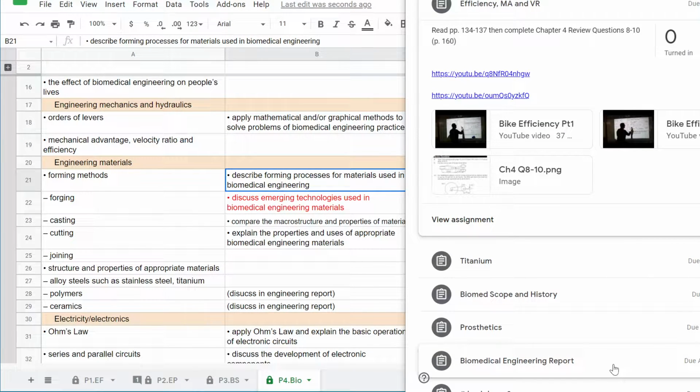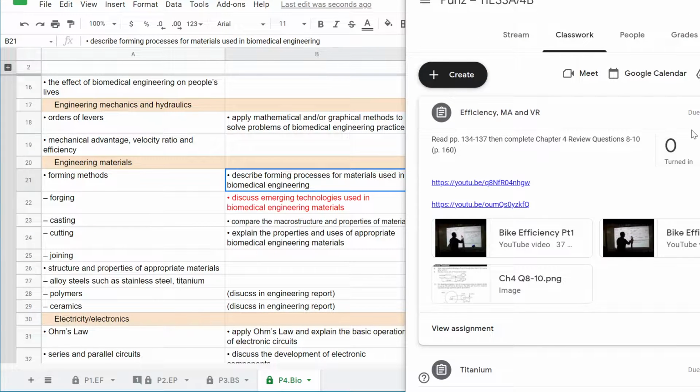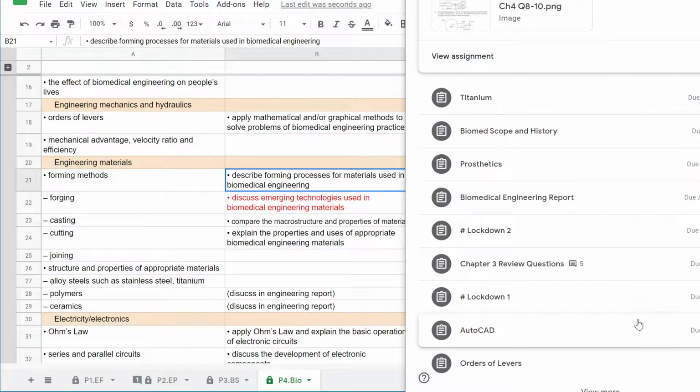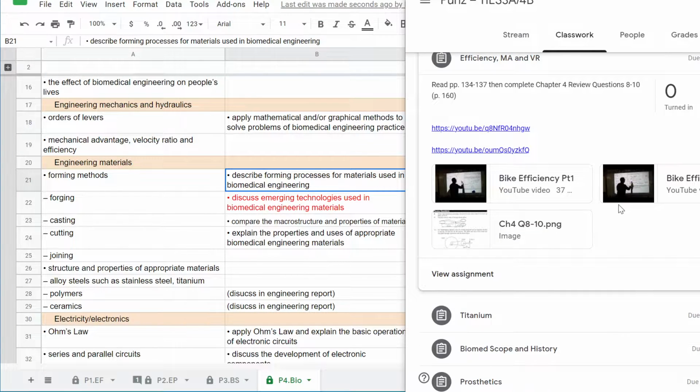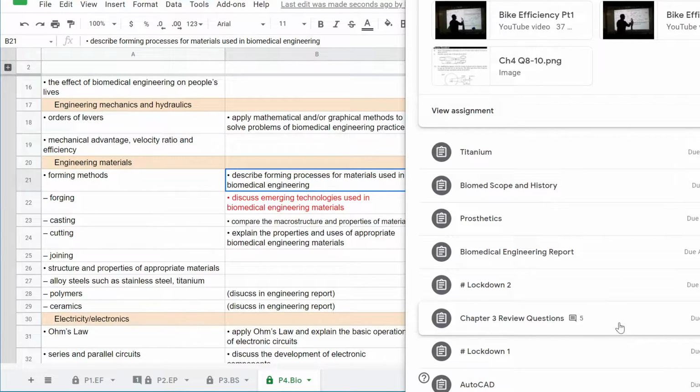When is the biomedical report? It's also due on Friday. Now it looks like a lot of work, but I set that biomedical work weeks ago, the biomedical report weeks ago. I've pretty much given you the answers.